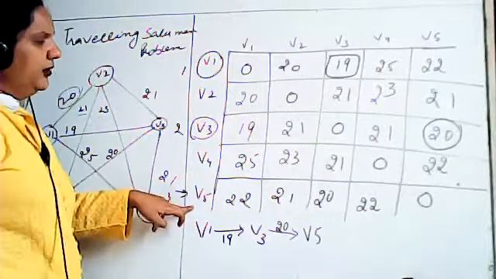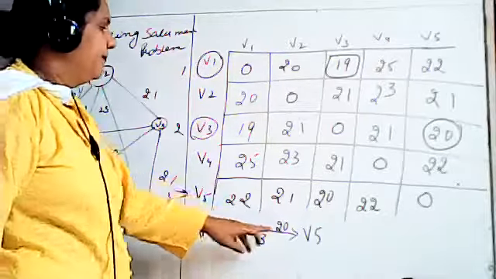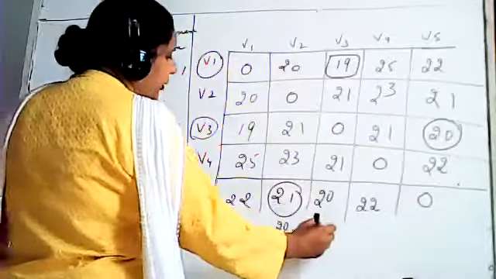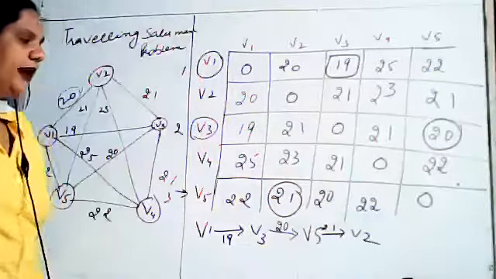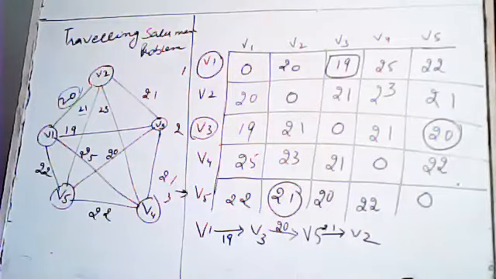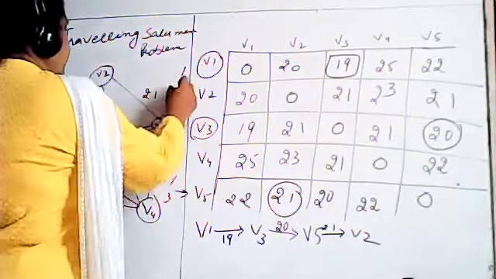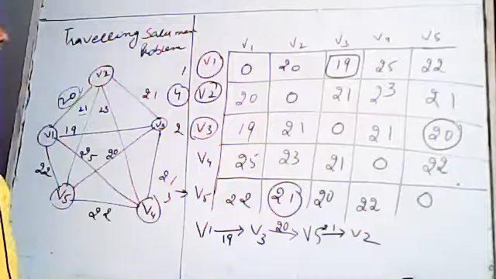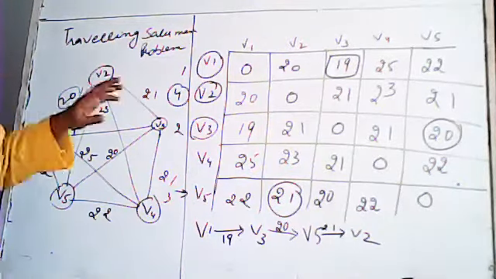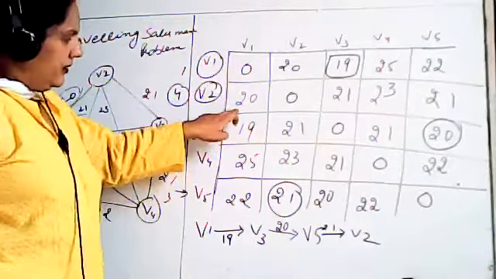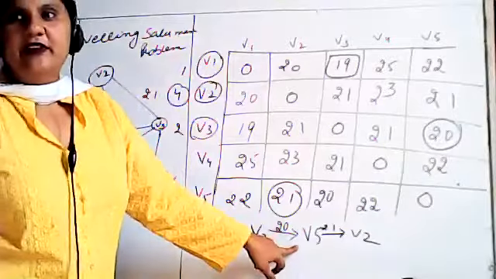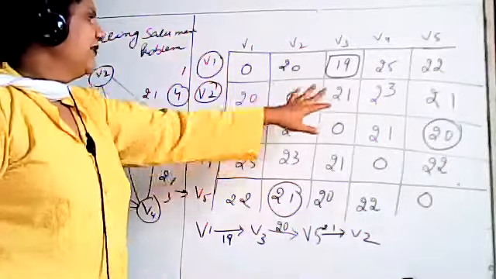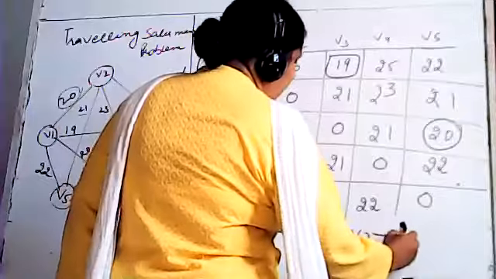Now in V5, see the value after 20. That is 21. Where will we land up? In V2. Now go to V2. Which is the smallest value after 21? 23. Another way to check is: V1 we have done, V3 we have done, V5 we have done, and the next smallest value left is 23. Where have we landed up?